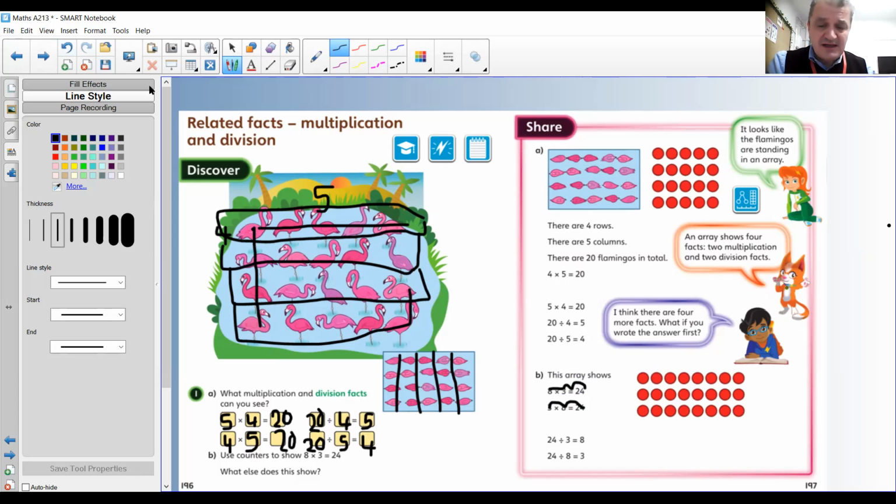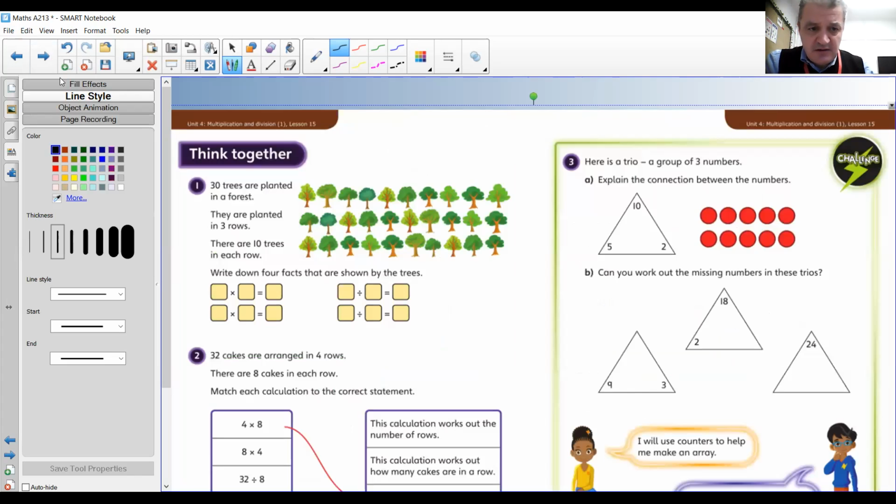Really, this is really important to remember about this inverse operation, the relationship between division and multiplication. That's the most important thing to remember about this unit. It's these arrays that are related to your multiple times tables that are then related to equivalent division facts. Okay, let's have a look at the next slide.